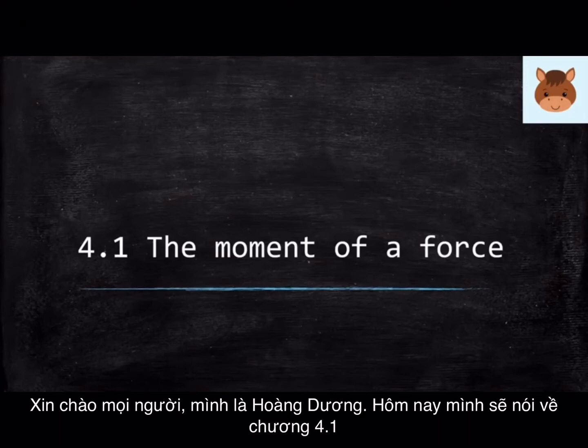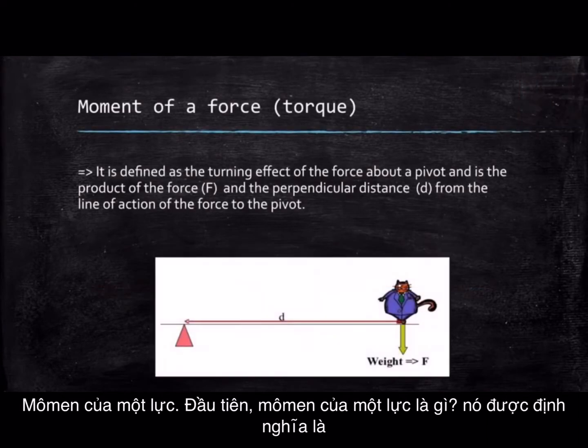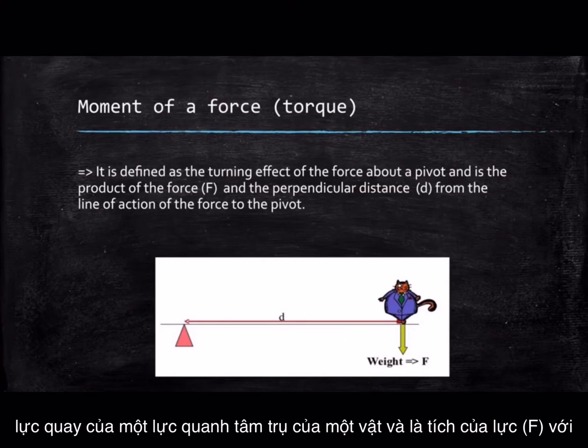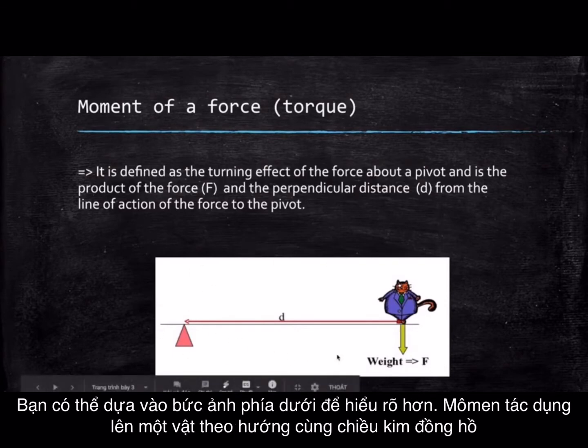Today I'm gonna talk about chapter 4.1, the moment of a force. What is a moment of a force? It is defined as the turning effect of the force about a pivot, and is the product of the force F and the perpendicular distance d from the line of action of the force to the pivot. You can refer to this picture.